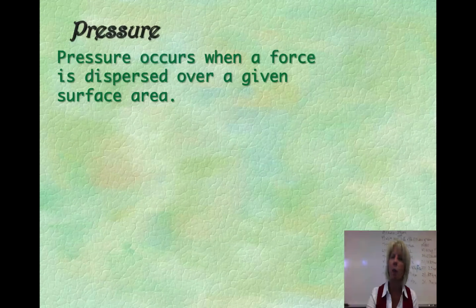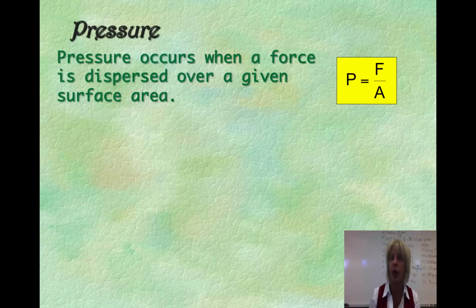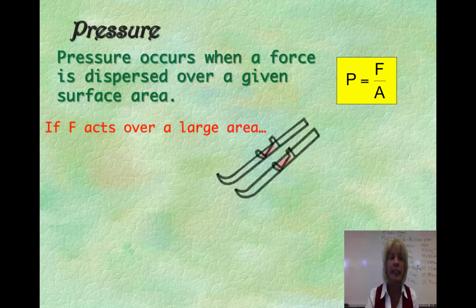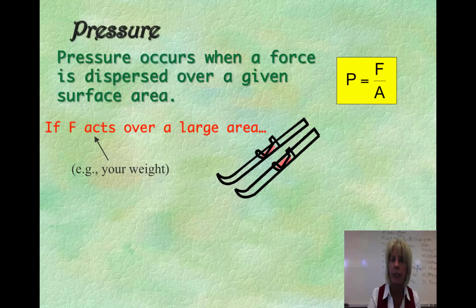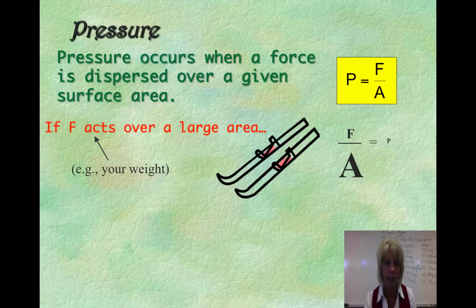Now let's consider what pressure is. Pressure is defined as the force dispersed over a given surface area. P equals F over A. What this means is that if the force is acting over a large area, such as me standing on a pair of skis, the force is my weight, the surface area is the area of the skis touching the snow. Let's see what happens. Force divided by a large amount of area is going to give us very little pressure, which means I'm going to glide down the hill real easily.